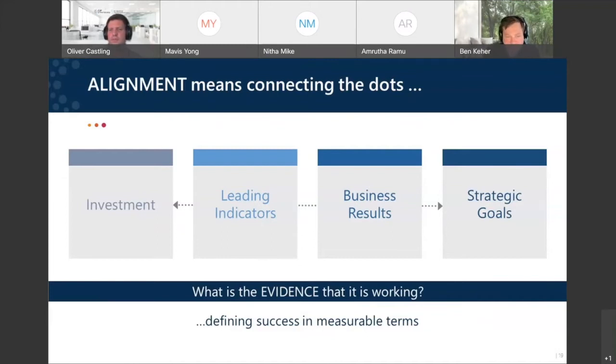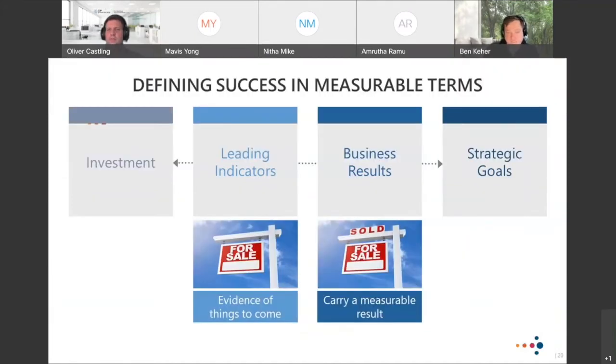You might have heard leading and lagging indicators. We've moved away from using lagging indicators. First of all, there's somewhat of a negative connotation in some circles. And really, ultimately, what businesses want is results. So that's really what we're going to focus on here. So let's break these sections down into a little bit more detail.